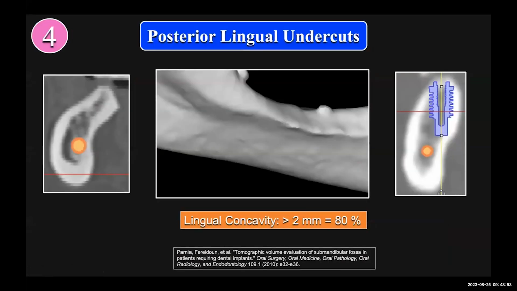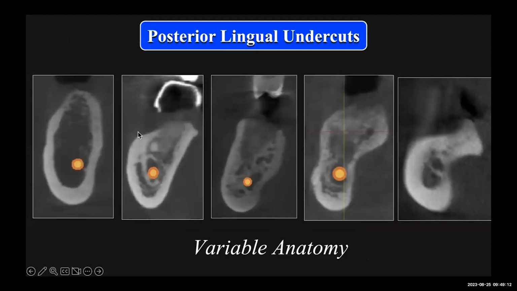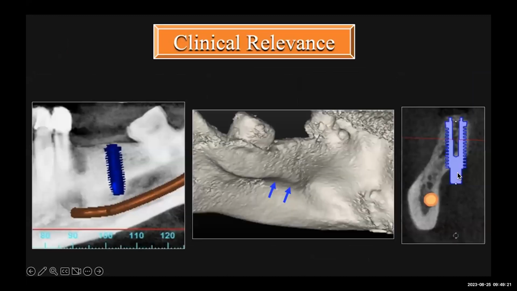Number 4, posterior lingual undercuts. Very, very dangerous area. And I can't tell you how many cases I've seen, especially recently, with a violation of this. Studies show greater than 2 millimeter lingual concavity in about 80% of patients. The lingual concavity anatomy is extremely variable. You can have no undercut, you can have a severe undercut. What is the relevance of it?